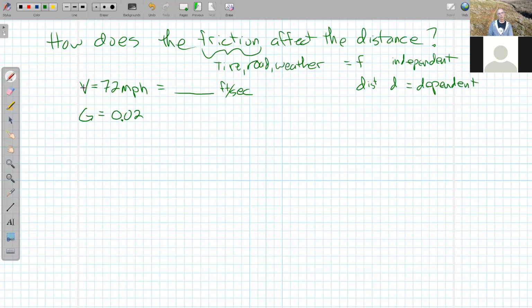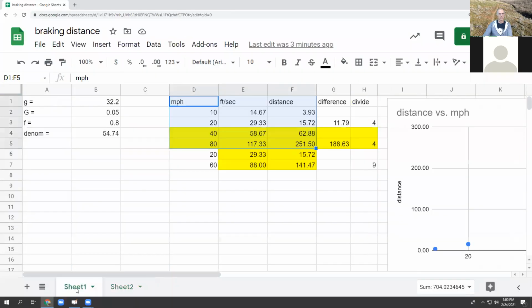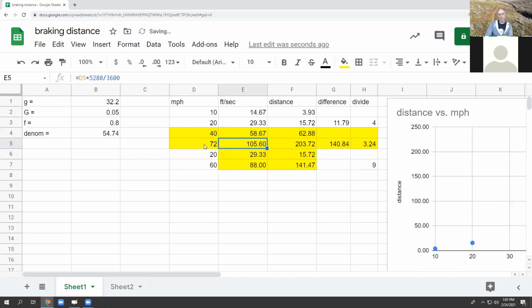Before I can plug into the formula, though, I need to convert the 72 to feet per second, and my spreadsheet's set up to do that, so I might as well use my spreadsheet. So I could just replace the 60 here, or any of those numbers, with a 72, and then I get 105.6 feet per second.